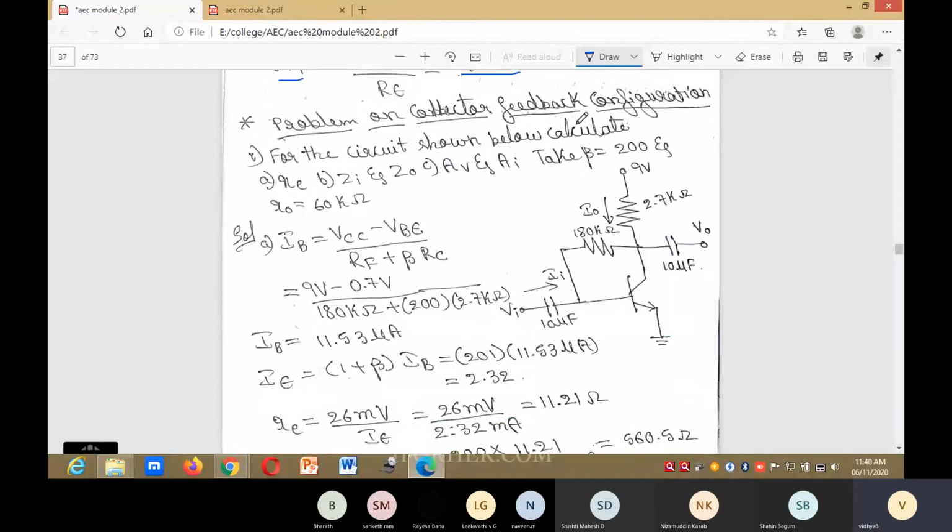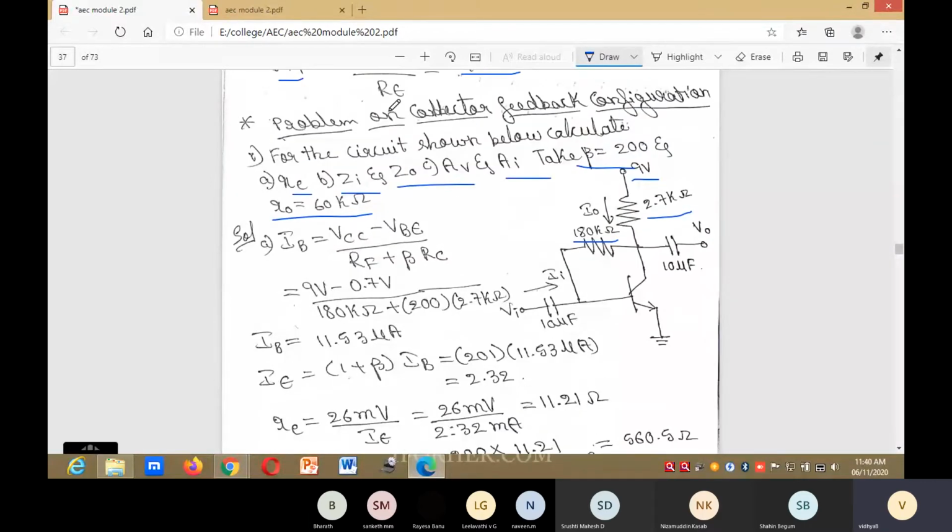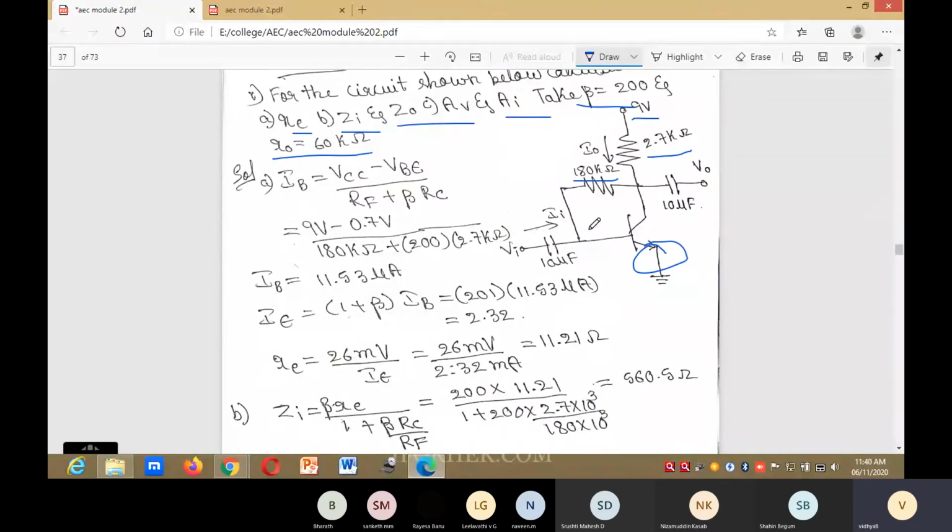Next, problems on collector feedback configuration. For the circuit shown below, we need to calculate re, ZI, Z0, AV, AI, and they have given that beta is equal to 200 and R0 is equal to 60 kilo ohm. They have given VCC as 9 volts, RB as 180 kilo ohm and RC is equal to 2.7 kilo ohm. You need to observe this is called collector feedback configuration. There is no value of RE.